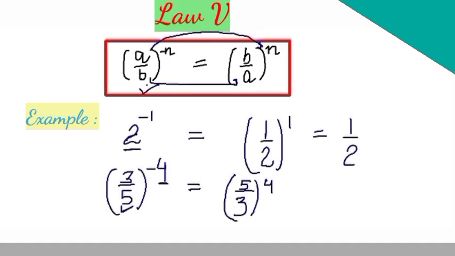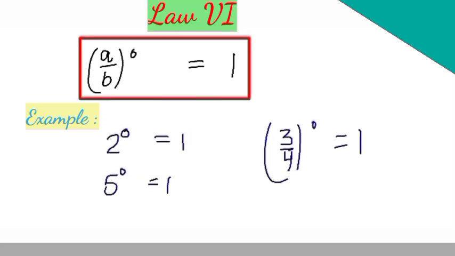Next, if we have a negative power of any rational number, we can write it as a positive power. How? By writing the reciprocal of the base. So a upon b raised to the power minus n is equal to b upon a raised to the power n. Next, if any rational number has power 0, then it is equal to 1. So these are the laws you have to remember to work out questions on powers and exponents. So keep remembering these laws and keep practicing.